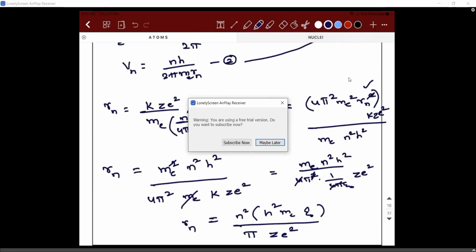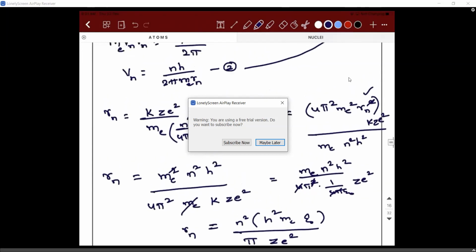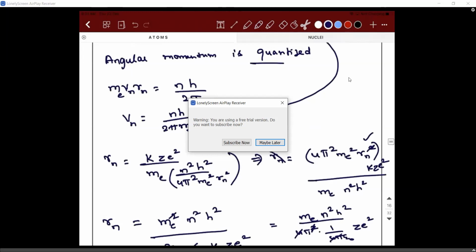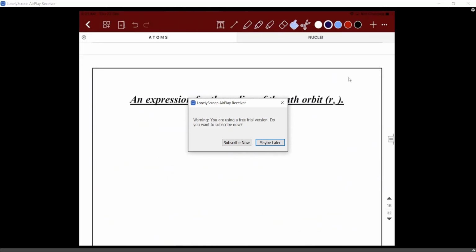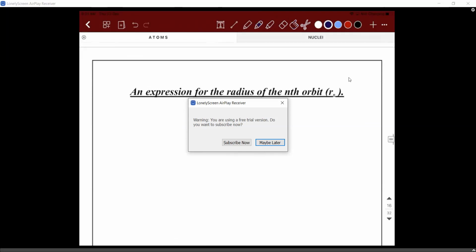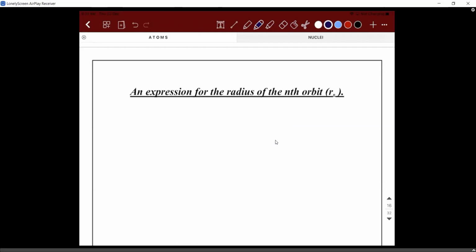I think there is some mistake. Okay, let us look at this again. Let us do this again and see where we went wrong. Because as far as I remember, n square h square will come in the numerator. So we'll first derive the radius of the nth orbit, then go back to the expression of energy. So what is the radius? How did we start the expression? For the radius of the nth orbit, what is the first step that we wrote?